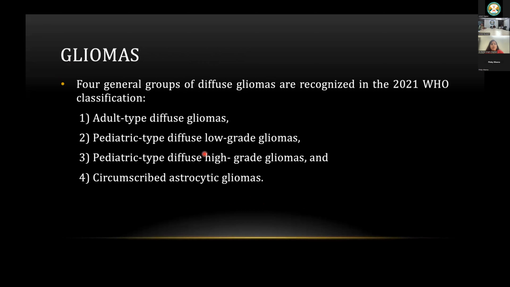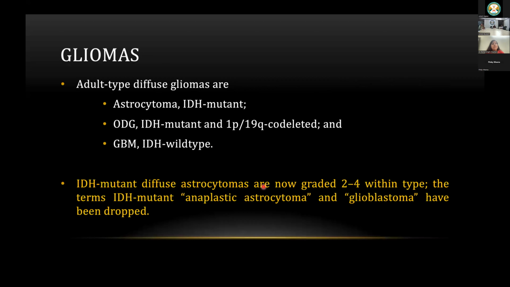So there are 4 major subgroups of diffuse gliomas in the brain: adult type diffuse gliomas, pediatric type diffuse low grade gliomas, pediatric type diffuse high grade gliomas, and a 4th group, the circumscribed astrocytic gliomas, as compared to the 2016 classification, in which they were classified as other astrocytic tumors or other gliomas. The first group, adult type diffuse gliomas, has been further subgrouped into astrocytoma IDH mutant, oligodendroglioma IDH mutant, which is also characterized by 1p19q co-deletion, and the third group is GBM IDH wild type.